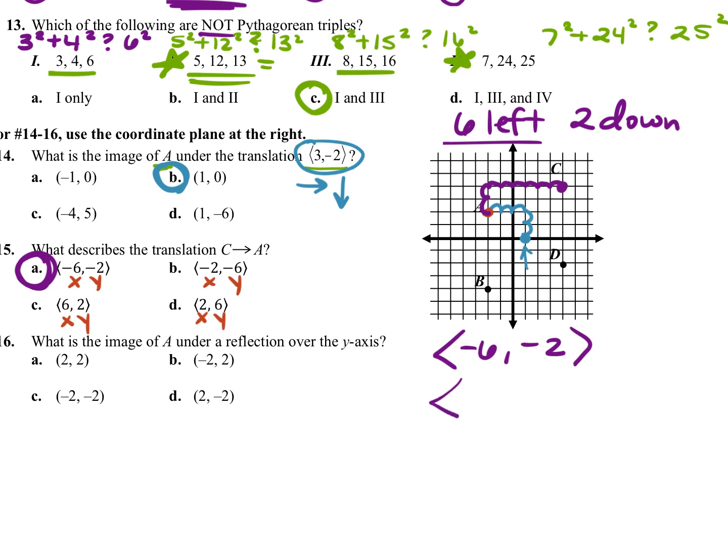I probably got 16 wrong too. What's the image?